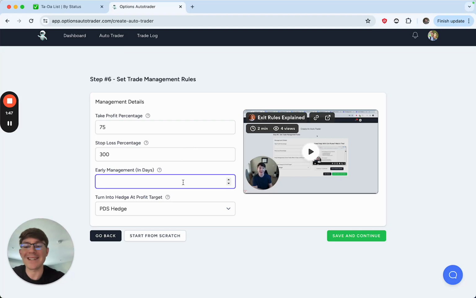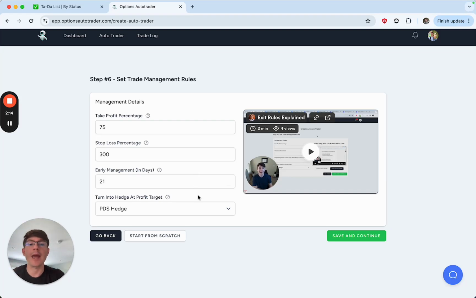Early management in days. This is a tastylive mechanic, where if you are 21 days or less before the trade expires, you want to close it. That means that, let's say we enter a trade at 90 days in the future. Once those 90 days dwindle down to 21 days or less, they want to close the trade. So if I put in 21 days, that means once the trade is 21 days before expiring or less, close the trade early automatically.